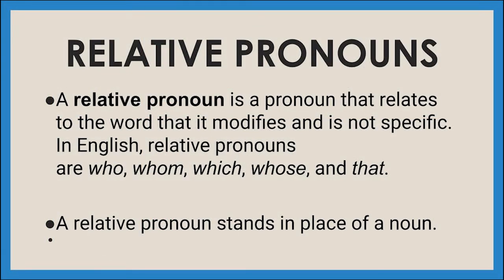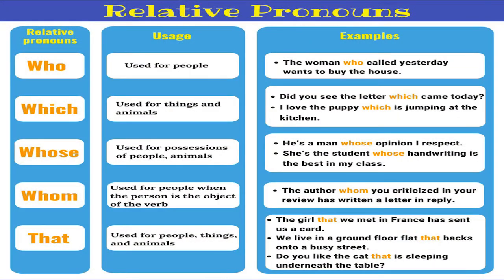A relative pronoun links two sentences into one. The relative pronouns are who, whom, which, whose, and that. The word who is used for people, which is used for things and animals, that is used for people, things, and animals, whose is used for possessions of people and animals, and whom is again used for people, but when the person is the object of the verb.